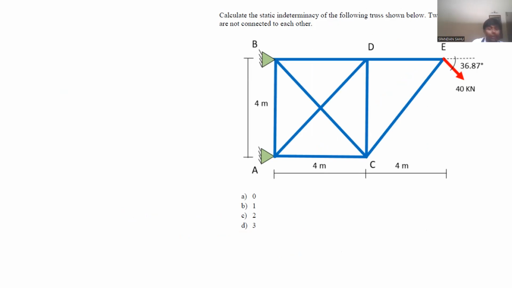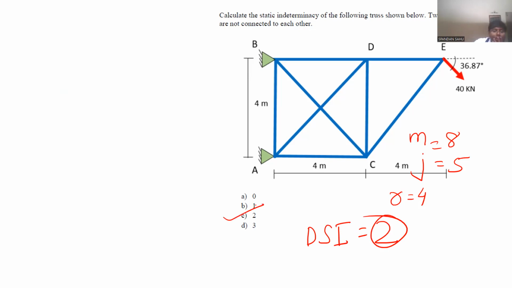Now, in this question, we have 3 bits, so we have to be fast. Tell me the DSI value. They are asking static indeterminacy. Members, yes, sir. Joints. Reactions. 8/11 minus into 5. 12 minus 10 is 2. 2, right? Yes, sir. Yes.